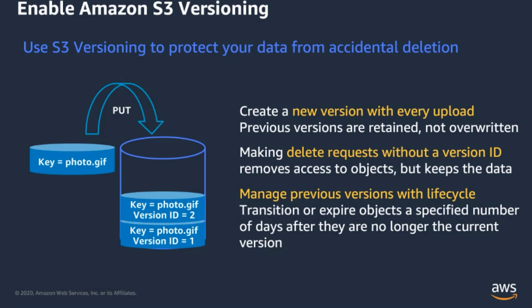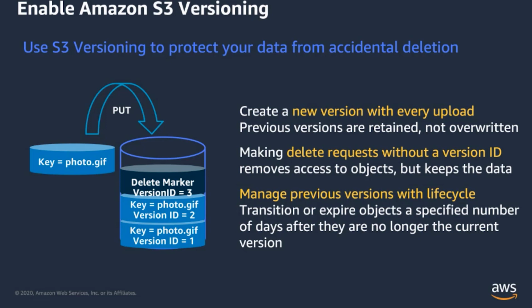This is now the current version of this object, and photo.gif version ID 1 is the non-current version. So to help protect against accidental deletes, when you delete an object in a version-enabled bucket, S3 does not remove that object. Instead, S3 inserts a delete marker, which now becomes the current version of the object. If S3 receives a GET for this object, it will return a 404 not found unless you specify the version ID.